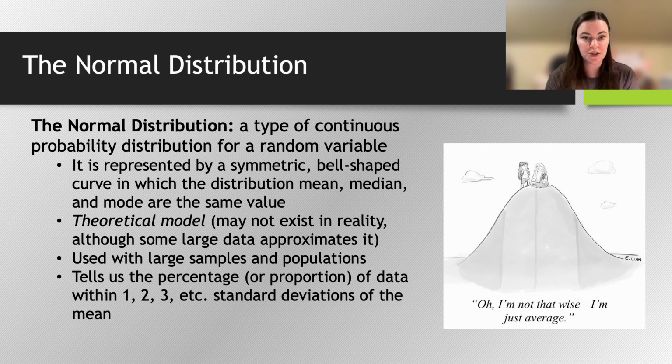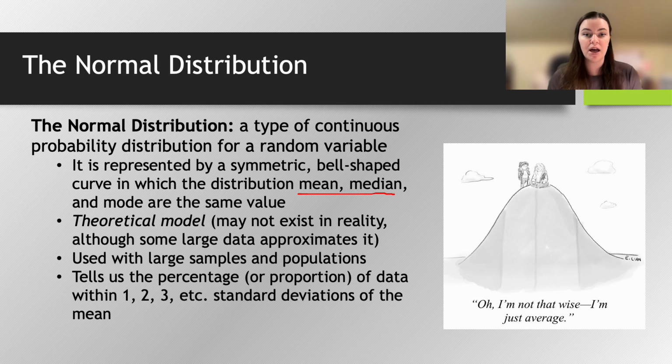A normal distribution is represented by a symmetric bell-shaped curve in which the distribution mean, median, and mode are the exact same value. So think back to our previous lecture and chapter material about measures of central tendency. We talked about how skew can come into play when the mean and median values can be different, either larger or greater than one another, and how that can result in either a positive or a negative skew on our distribution.